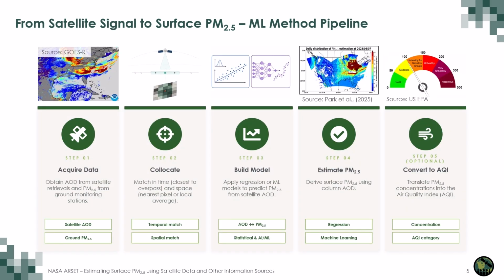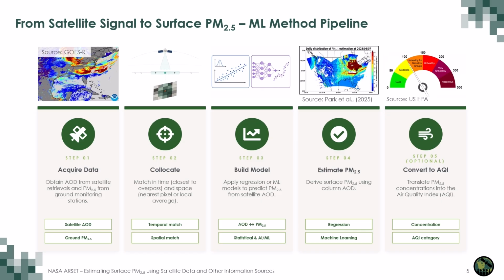Here I walk you through the full pipeline we use to estimate surface PM2.5 from satellite observation. We begin by acquiring data, satellite AOD and ground-based PM2.5 measurement. Next, we collocate these datasets in time and space to ensure they represent the same atmospheric conditions.